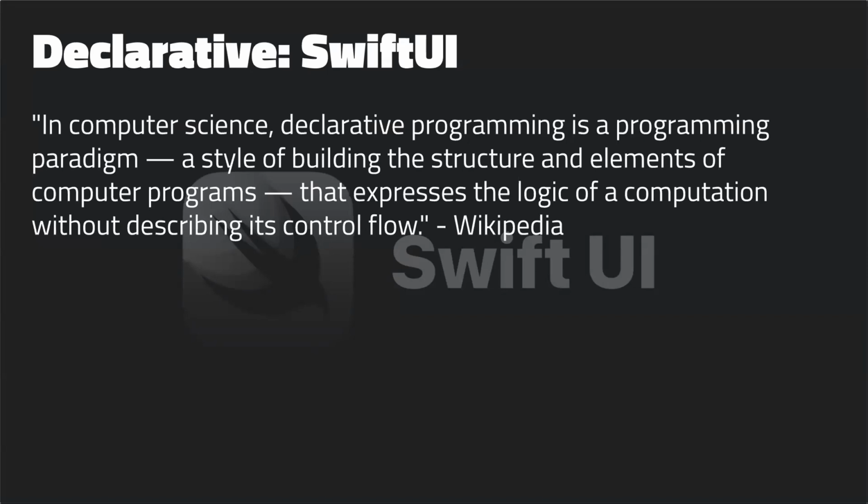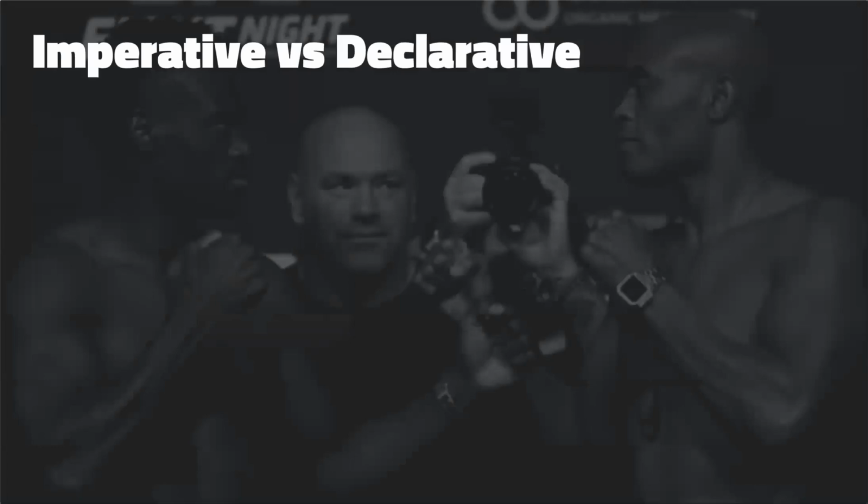So once again, what the hell? Like, yeah, that's way too technical. So let's just talk in simple terms. UIKit is imperative programming. It consists of giving explicit commands to change the state of the UI, while SwiftUI's declarative programming consists of describing how you want the UI to behave, letting it do that on its own.